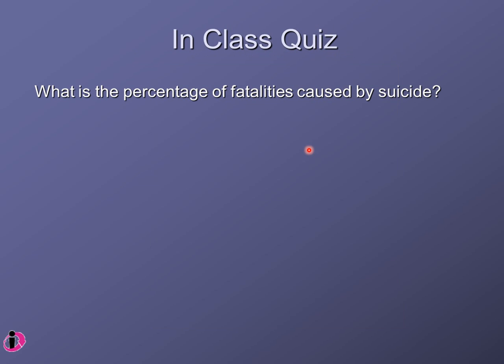What is the percentage of fatalities caused by suicide? Remember, the number of people who died from suicide is 100. It's given, right? But we don't know the percentage. So that means for this case, we have to find the rate. We are given the base, we are given the portion, right? Base is 1,000. Portion is 100. How do I find the rate? Rate is just P by B, right? Portion is 100, base is 1,000, so it's 0.1, which means 10%.